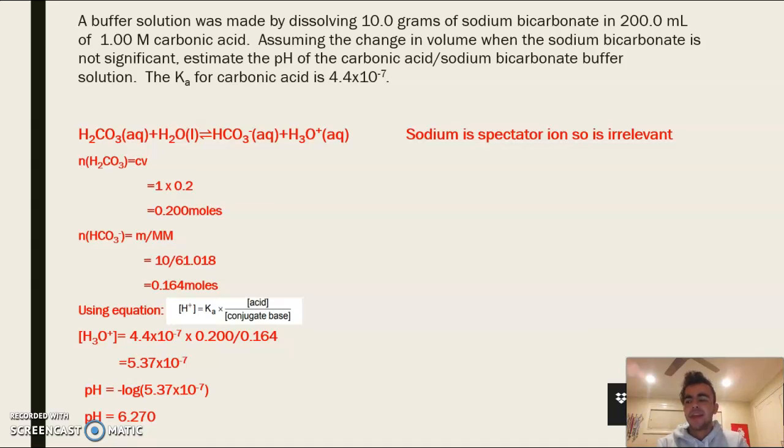This can be repeated and altered for many of the questions you do. And in some of the questions you may have to use ICE tables or even dilutions to get some of the answers that are required.